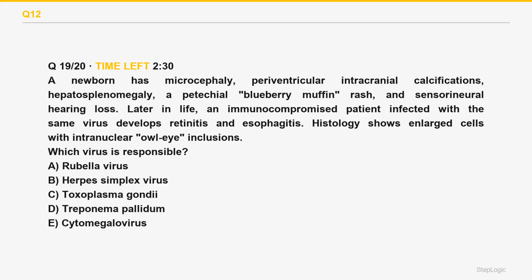Which virus is responsible? A newborn has microcephaly, periventricular intracranial calcifications, hepatosplenomegaly, a petechial blueberry muffin rash, and sensorineural hearing loss. Later in life, an immunocompromised patient infected with the same virus develops retinitis and esophagitis. Histology shows enlarged cells with intranuclear owl eye inclusions.